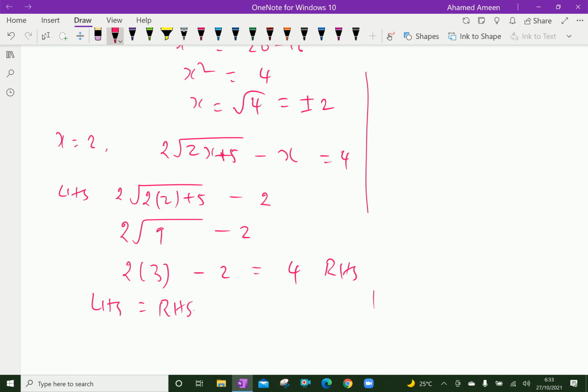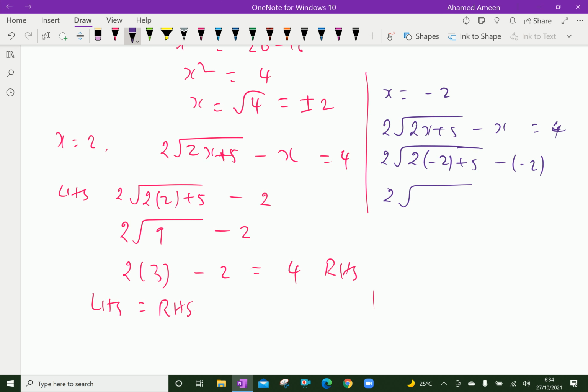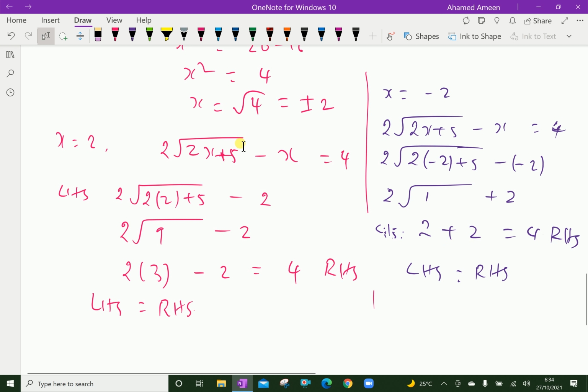So we'll check the other solution also. x equal to minus 2. Our equation is 2 times the square root of 2x plus 5, minus x, equal to 4. Then 2 times the square root of 2 times minus 2, plus 5, minus of minus 2, that is plus 2. Here 2 times minus 2 is minus 4, plus 5 is 1, minus minus, that is plus 2. That is 2 times the square root of 1 is 2 only, plus 2 is 4, which is the RHS. Here, LHS equals RHS. So we checked, both solutions are correct.